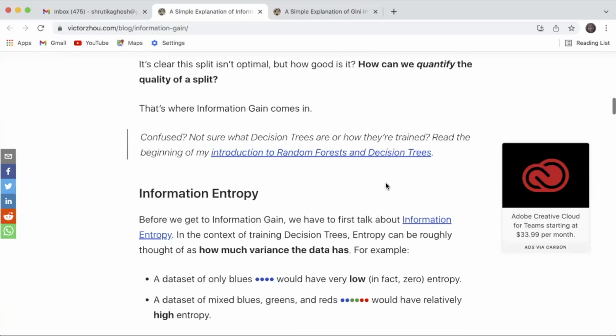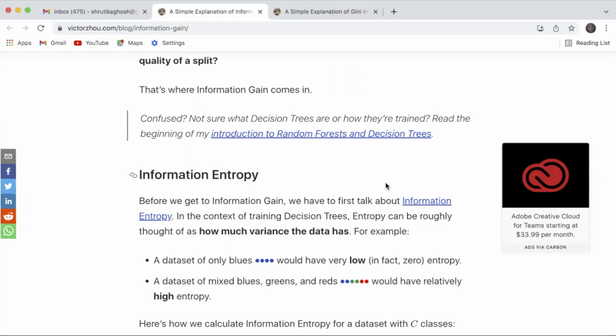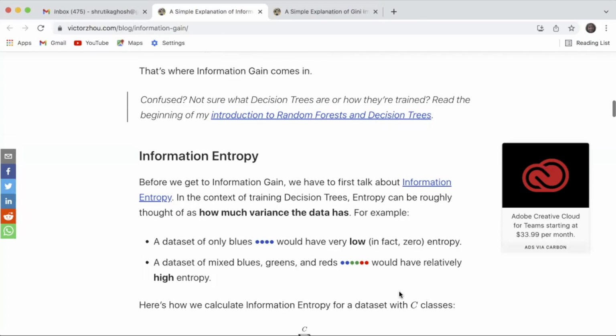Before information gain, there is something called information entropy. Entropy can be roughly thought of as how much variance the data has, which is the same as how much disorder the data has. A data set of only blues would have very low entropy because the variance is ideally zero in this case, and a data set of mixed blues, greens, and reds would have relatively higher entropy because there is more disorder.